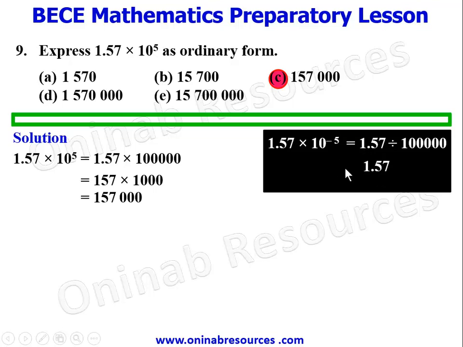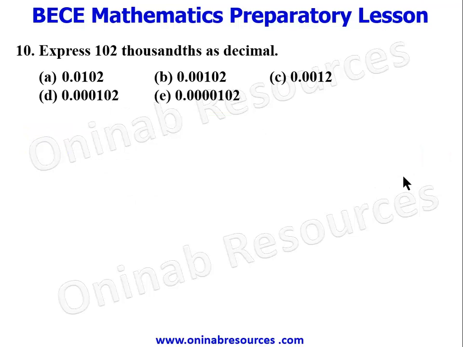Here with 1.57, we are meant to move the point to the left, so we just add zeros to the numbers before it. It doesn't add to the value of the original number. So what we do now, if we move this 5 times, 1, 2, 3, 4, 5, the point will be here, so that our ordinary form of 1.57 times 10 raised to power negative 5 will be 0.0000157, and that is that. I hope if you come across the standard form of negative index to be expressed as ordinary form, you will not have problem. Okay, let's go to the next question, which is problem 10.